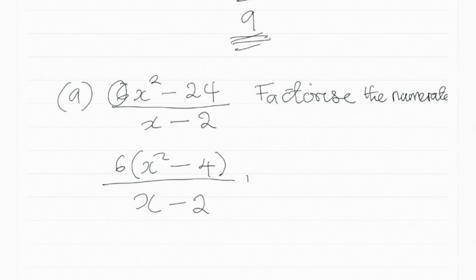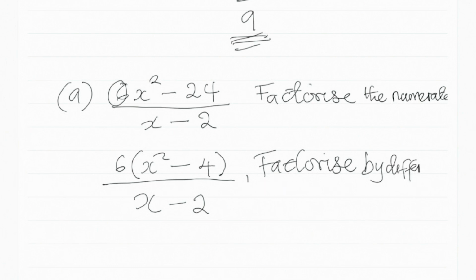Now, when you look at the numerator, we have got two factors, that is 6 and x squared minus 4. X squared minus 4 is a difference of 2 squares. We can factorize this by a difference of 2 squares. I hope you remember the factorization by a difference of 2 squares.